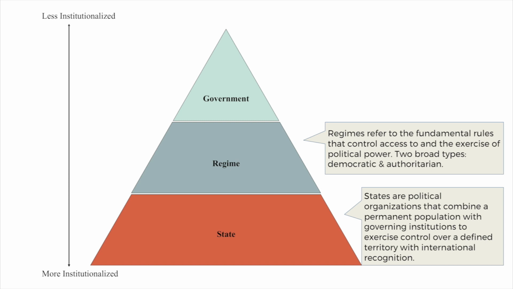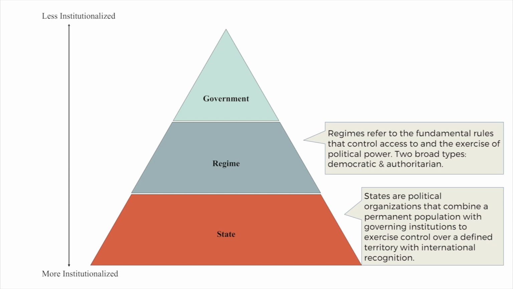These rules are what we refer to as regimes, which are defined as the fundamental rules that control access to and the exercise of political power. There are two broad types of regimes, democratic and authoritarian. We will be talking about a lot of different subtypes of regimes throughout our course, but for now, these are the two broad categories that we need to be aware of.